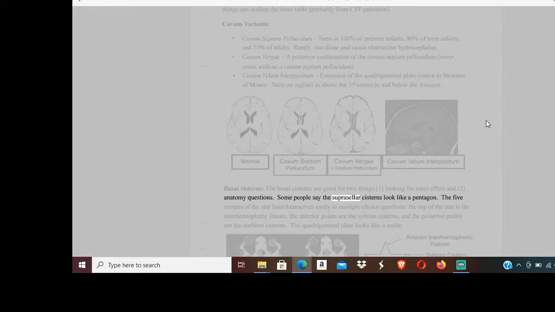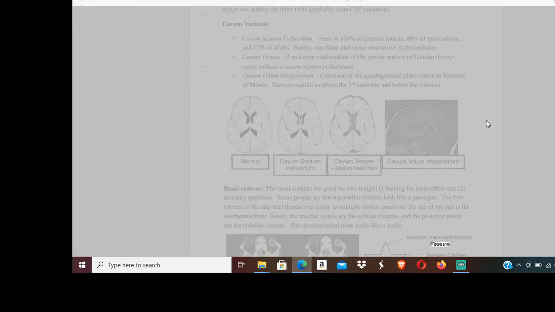Some people say the suprasellar cisterns look like a pentagon. The 5 corners of the star lend themselves easily to multiple-choice questions. The top of the star is the interhemispheric fissure, the anterior points are the Sylvian cisterns, and the posterior points are the ambient cisterns. The quadrigeminal plate looks like a smile.